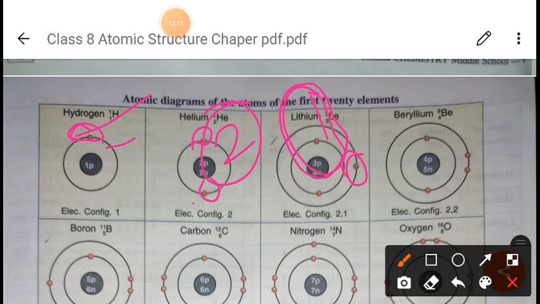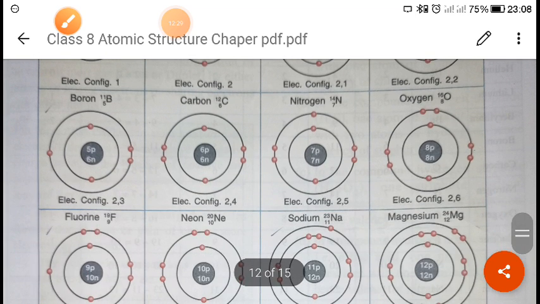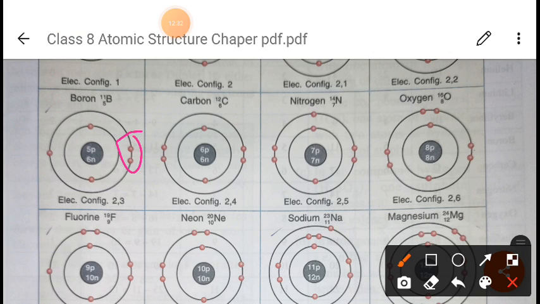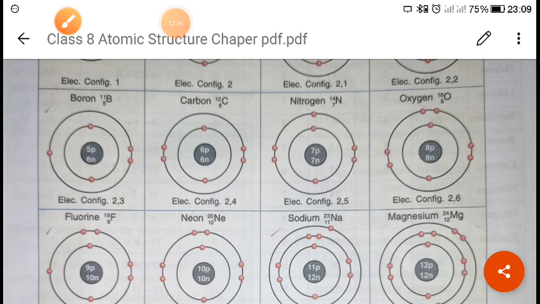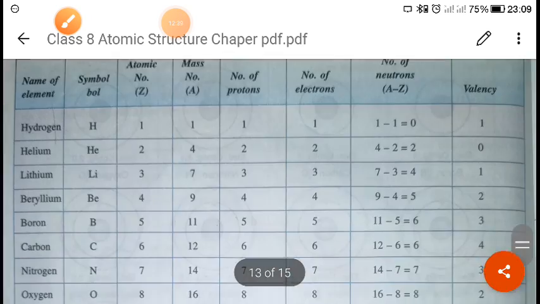In this case, as you can see, beryllium has 2 electrons, right? So the valence electron will be 2 here. In the same way, for boron there are again 3 electrons, right? So the valence electron is 3. So in this way you can see this, right? I hope you are understanding this.